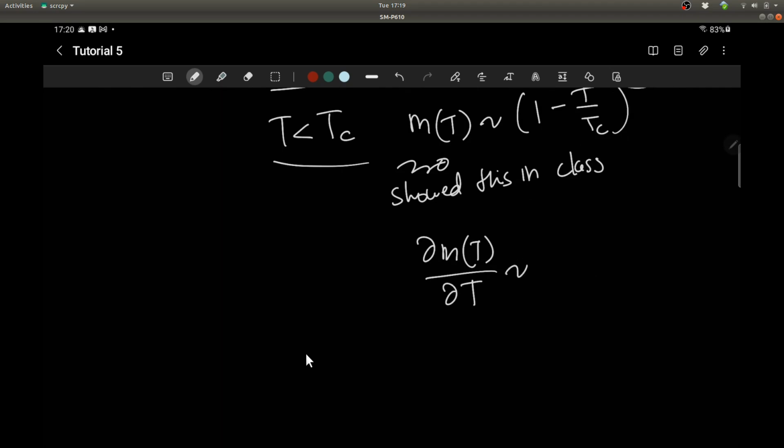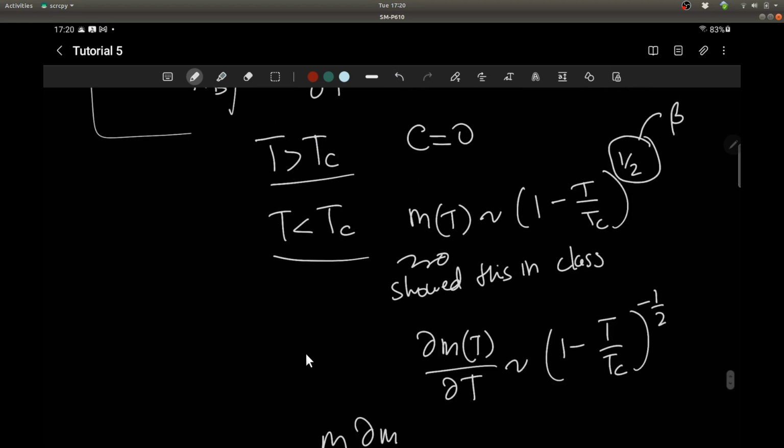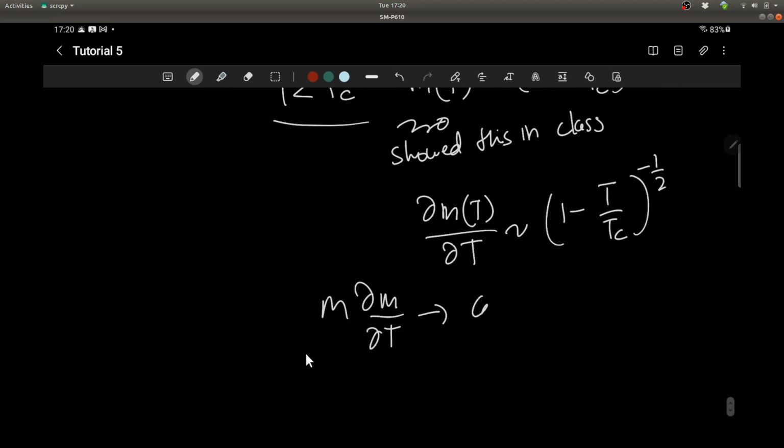is proportional to, because we are only interested in the singularity part of the story, you get a minus half times some constants. So that's why I'm not using equal to, I'm using that tilde sign. But m, dm by dt. So this goes like plus half minus half goes to a constant, and the constant we worked out, which was just 3 by 2 nk.